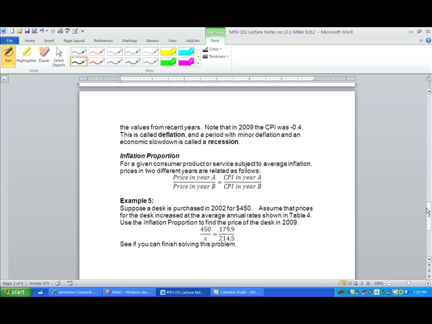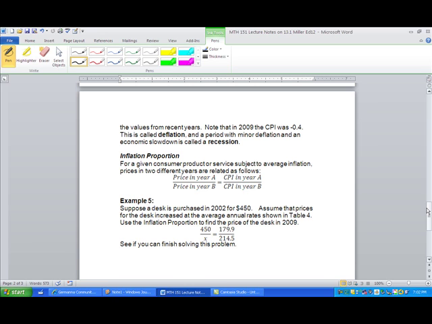And so here's an example of a problem. It says, suppose a desk is purchased in 2002 for $450. Assume that prices for the desk increased at the average annual rate shown in Table 4. So that's that table that we just looked at. Use the inflation proportion to find the price of the desk in 2009.